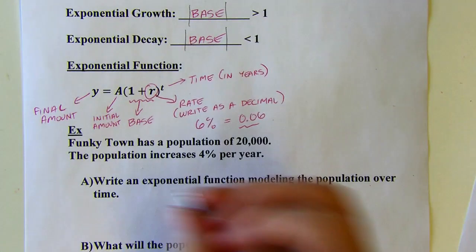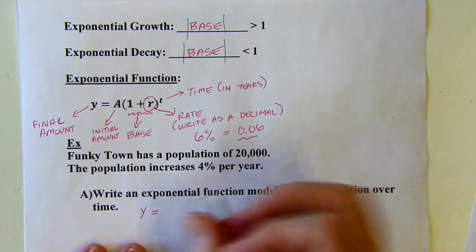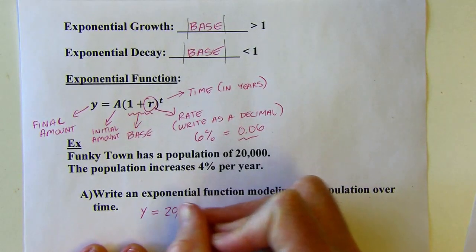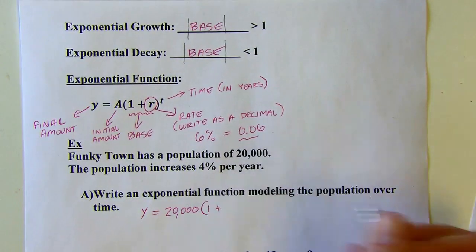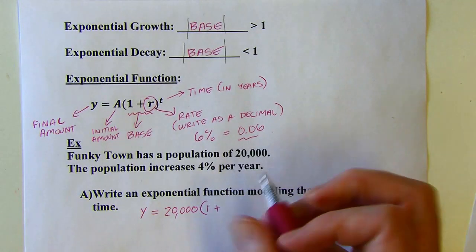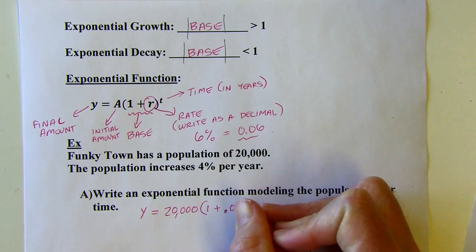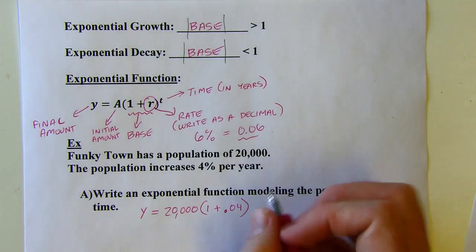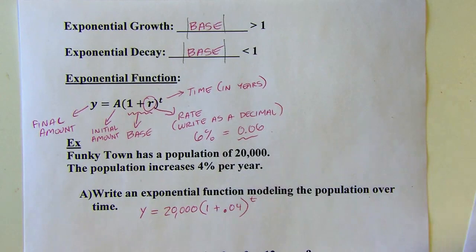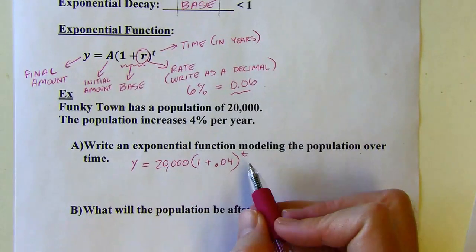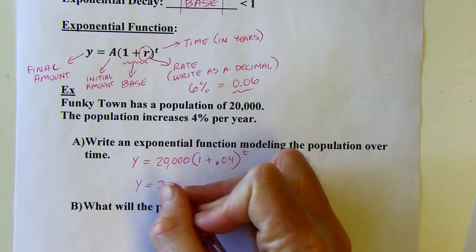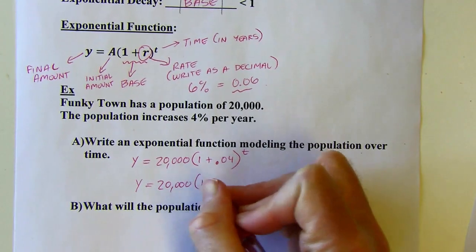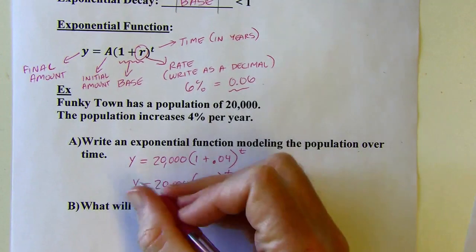So our initial amount is going to be the 20,000. That's the population at the beginning of this problem, okay? And then we've got 1 plus something in here. And the something is the rate, so that's going to be 0.04. Don't write it as 4. That's going to be wrong, okay? And then we're just going to leave the t as time. So that way we can plug in any amount of years and figure out how many people would live in Funkytown. And yeah, you can simplify this a bit, but you can't really do too much with it. That's as far as we can go, okay?